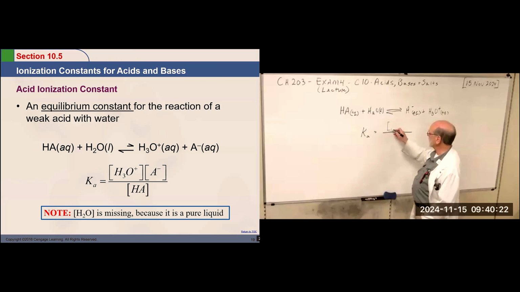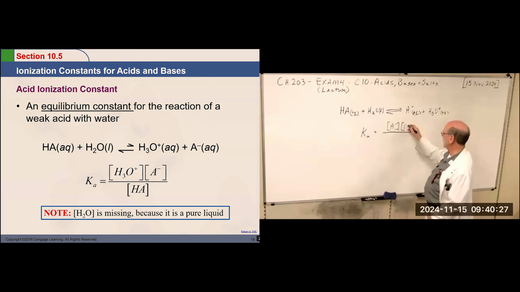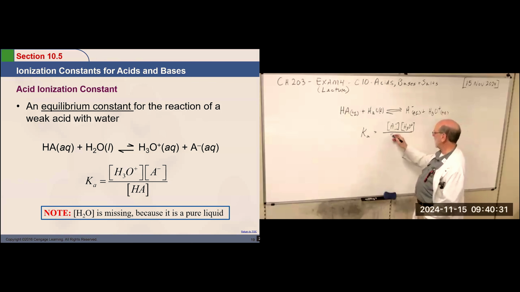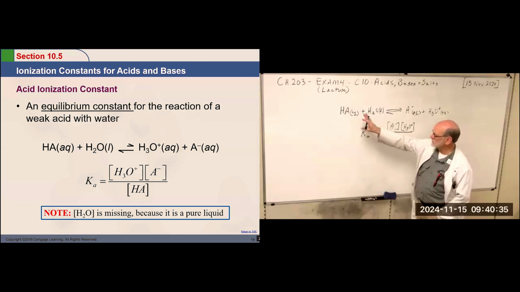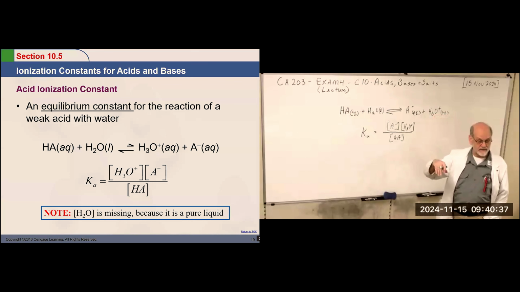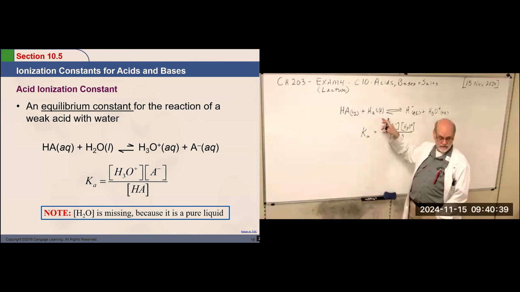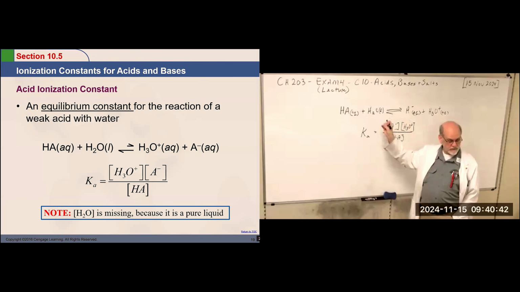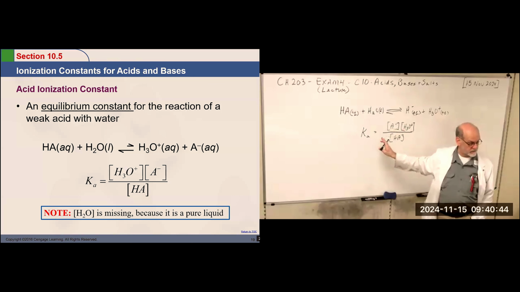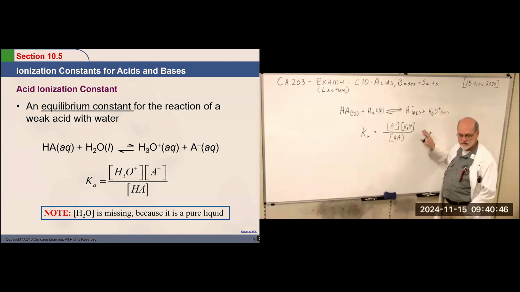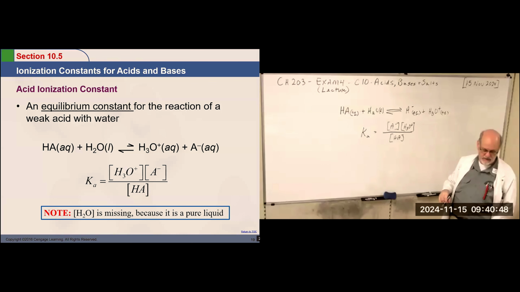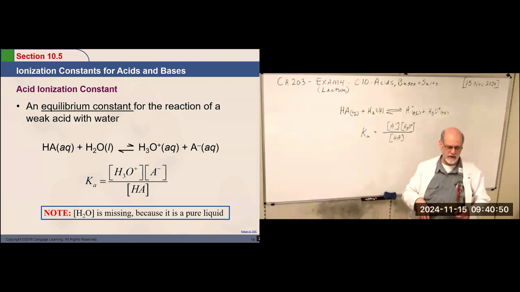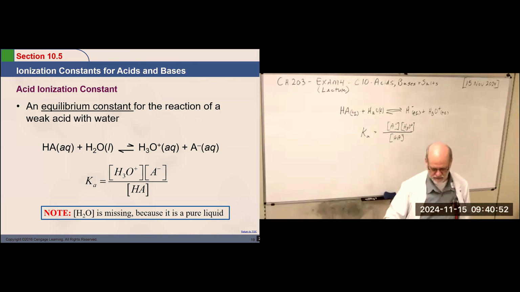So we would put the equilibrium concentration of the conjugate base and the equilibrium concentration of the hydronium ion divided by what's left over of the unionized acid. And notice we leave the water out because we don't put pure liquids or solids in our expression. Right? That's the correct expression for acid ionization, the equilibrium constant for an acid.